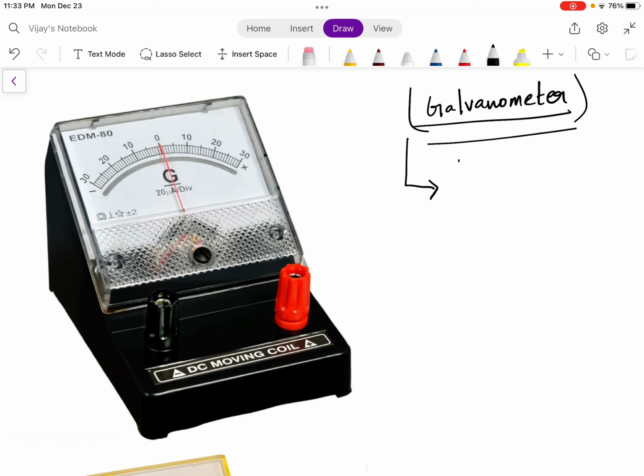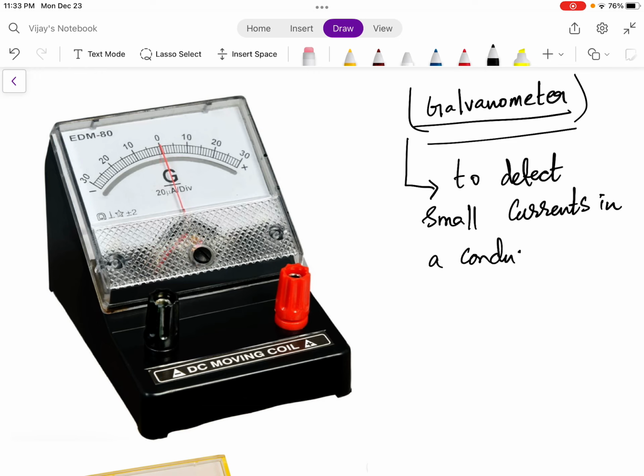The main purpose of the galvanometer is to detect small currents in a conductor or in a wire. So in a conductor or in a wire, if small currents are flowing, then we can use this galvanometer to detect those currents. For example, you might have seen that an electrician basically uses a tester to check whether the current is flowing or not. In the same way, the purpose of the galvanometer is also the same, to detect small currents which are present in a conductor.